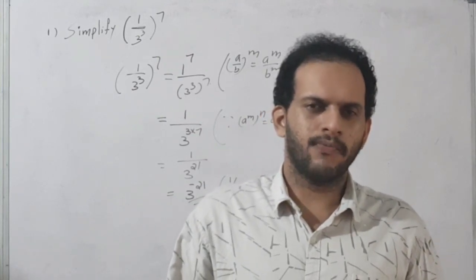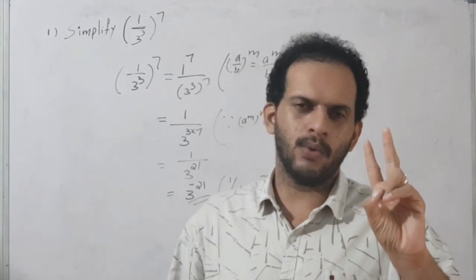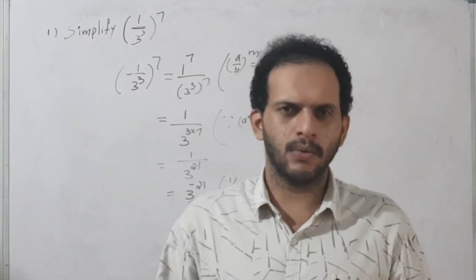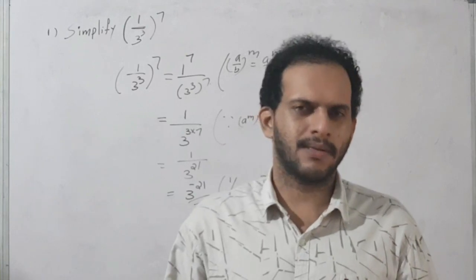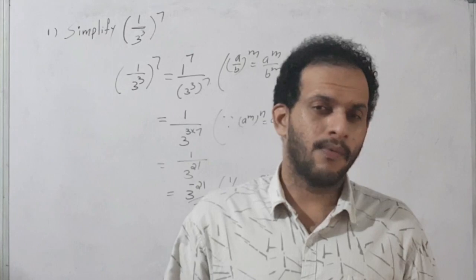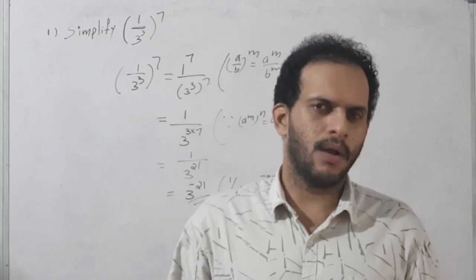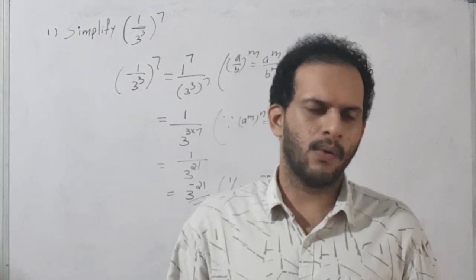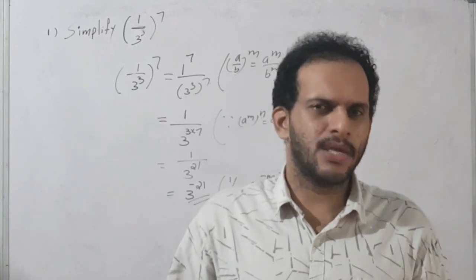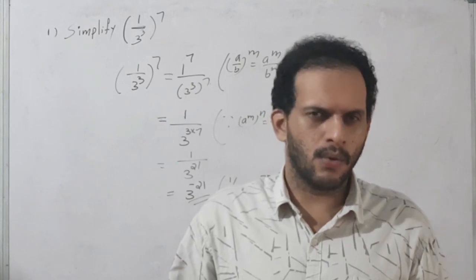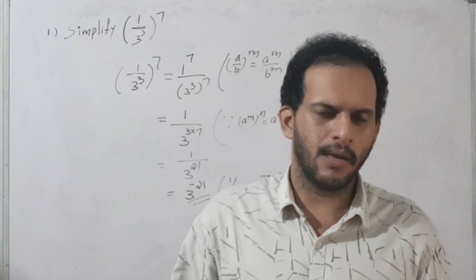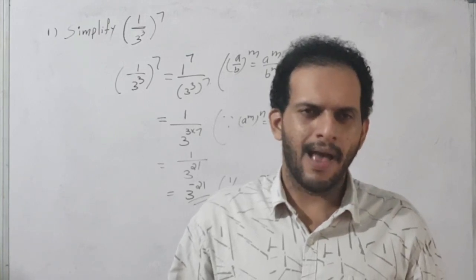Then don't forget the last two exponential laws. What is that? The nth root of a is equal to a raised to 1 by n. The second one: the nth root of a raised to m is equal to a raised to m by n, or a raised to m by n is equal to the nth root of a raised to m. Okay, so these are the ideas we are discussing in this chapter. This chapter's ideas are this much.